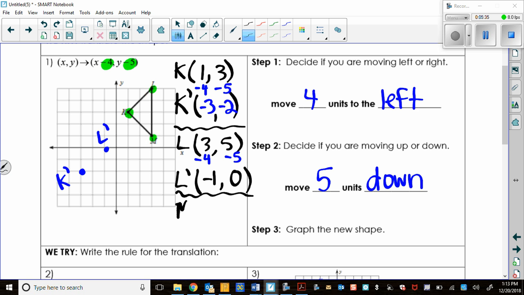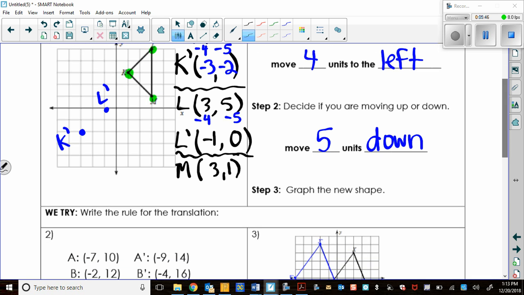So I'm going to go M, -3, oh sorry, +3, 1. So you're going to do the exact same rule, -4, -5 to get N prime. 3 minus 4 is -1. 1 minus 5 is -4. So I'm going to plot my new point, -1, -4, 1, 2, 3, 4. And this is my new image.